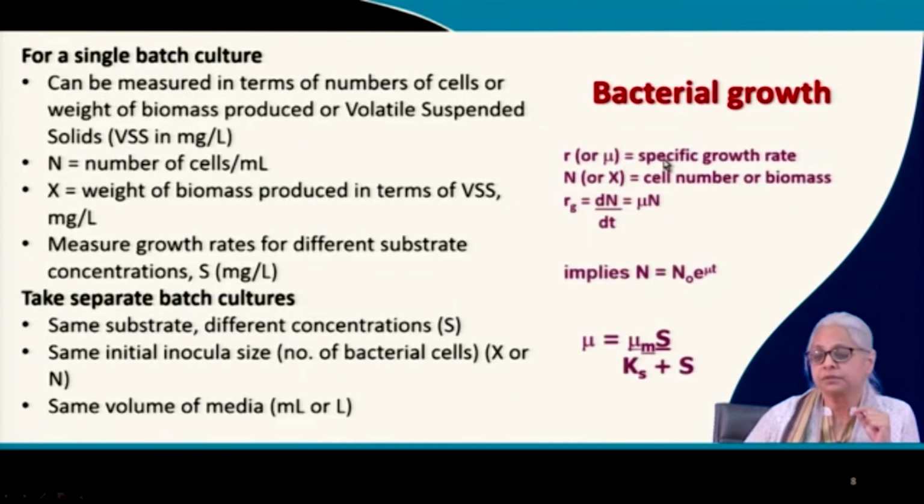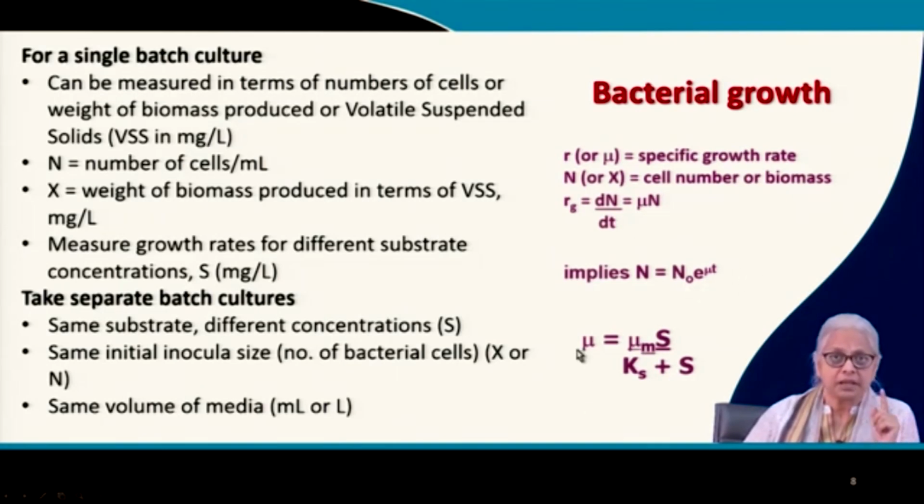mu is the specific growth rate, and that is particular for a specific substrate concentration. So S1 corresponds to mu1, S2 corresponds to mu2 and so on. N or X is the cell number or biomass, and when we write the generic form, Rg stands for growth rate. You can express this as dN/dt or dX/dt. If you're using the number of cells, then dN/dt is equal to mu N, and when you integrate it, you get N is equal to N0 e to the power mu t.